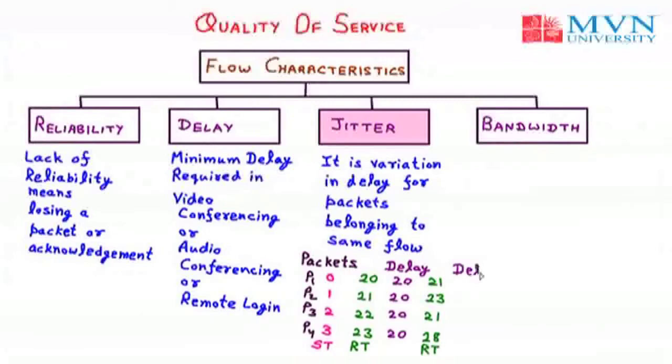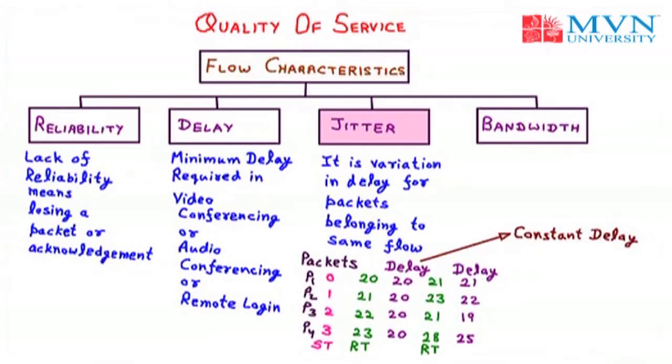So in that case, the delay will be quite different. The delay is 21 minus 0, that is 21. 23 minus 1, that is 22. And 21 minus 2, that is 19. 28 minus 3, that is 25. So we can conclude one thing. If I'm talking about the first receiving time, we are having constant delay.